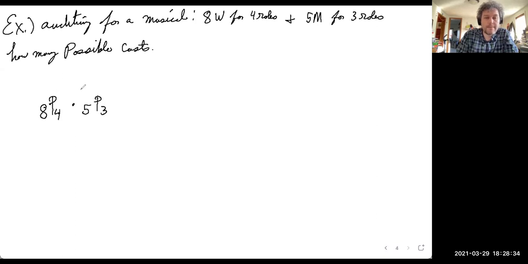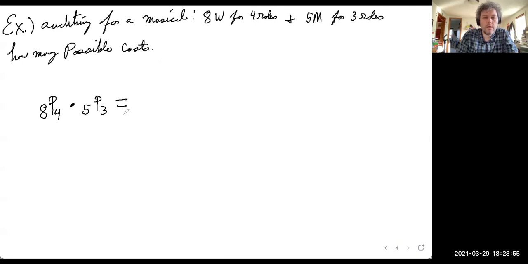Now, this is happening at the same time. This is the same instance. It's 2 different things. We have 8 women, 4 roles, 5 men, 3 roles. It's happening in the same instance. So I'm going to multiply these permutations to find the total number of casts.